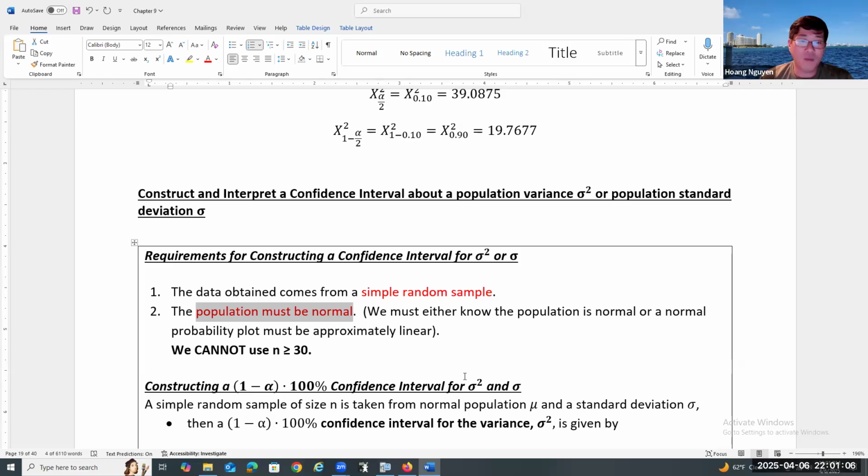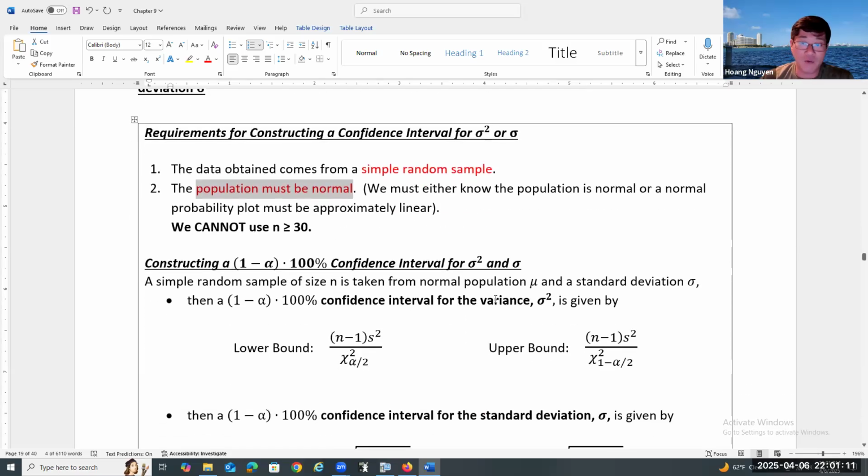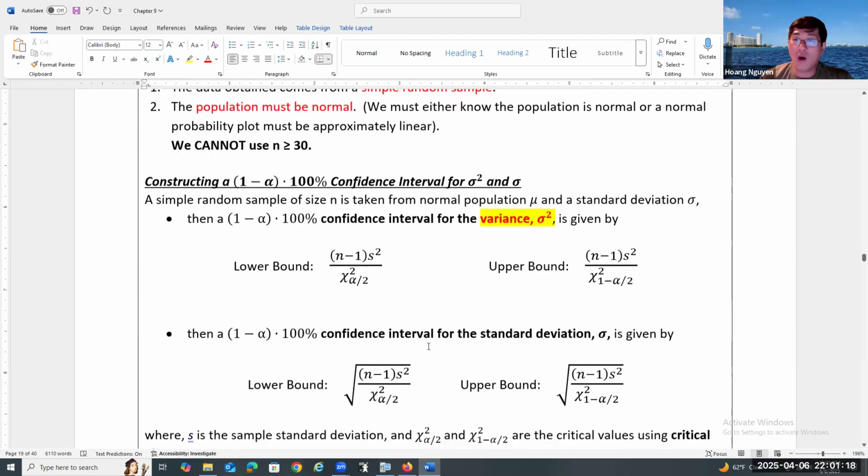So let's take a look at the formula to calculate the confidence interval to estimate the population variance. Okay, so this is the formula for the population variance sigma squared. The lower bound for this confidence interval is calculated by n minus 1, which is the sample size minus 1, times s squared, divided by chi-square of alpha over 2. So that's the lower bound. For the upper bound, it's a similar idea, but we use the other critical value: n minus 1 times s squared divided by chi-square of 1 minus alpha over 2.